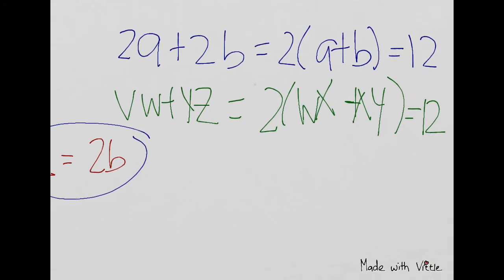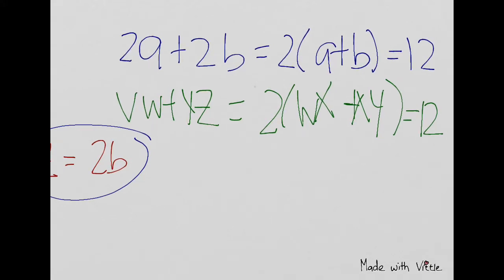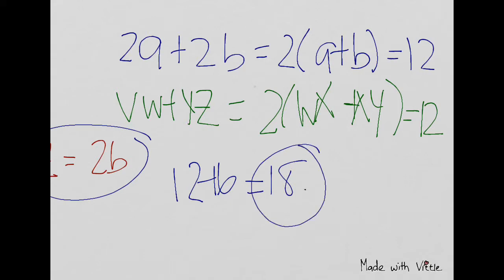Now we can carry on and simplify the problem to give us 12 plus 6, which is 18. So our answer would be 18. So what the original question was asking us was what is the length of segment VZ? And our answer is 18.